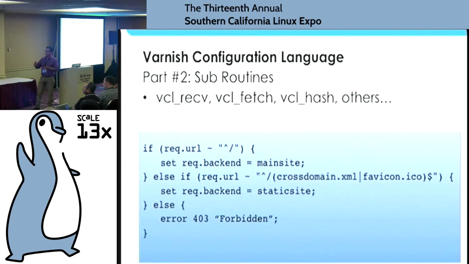And when traffic comes in, it hits VCL receive, and it needs to know what to do, and this is how you define what to do. So you can define specific things for HTTP requests. And HTTP requests are really important.